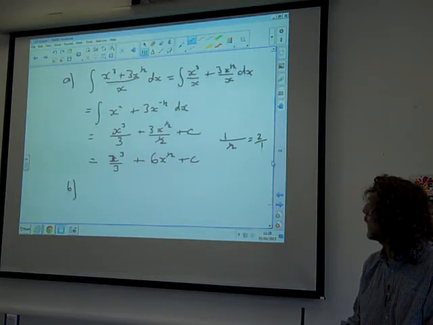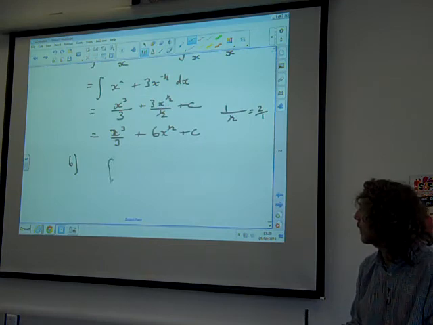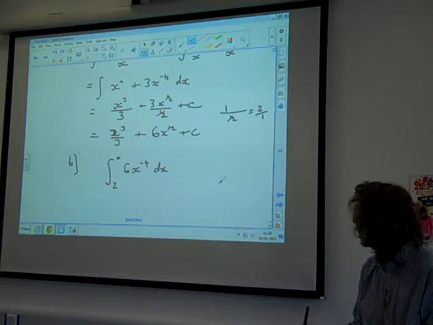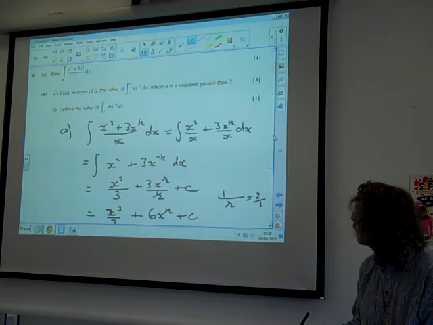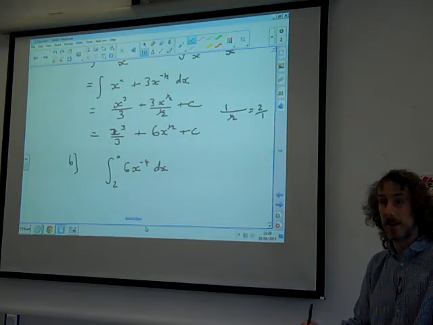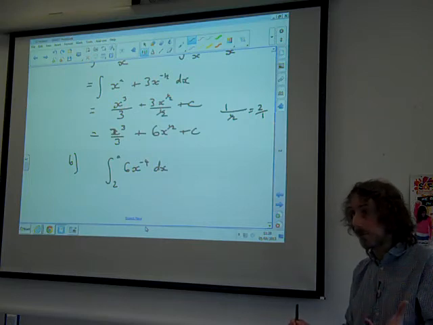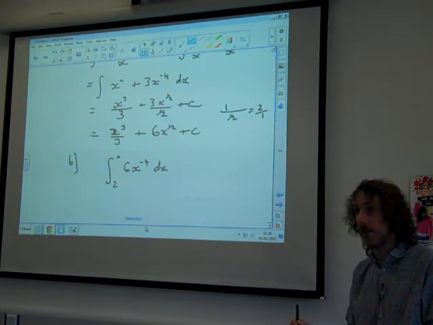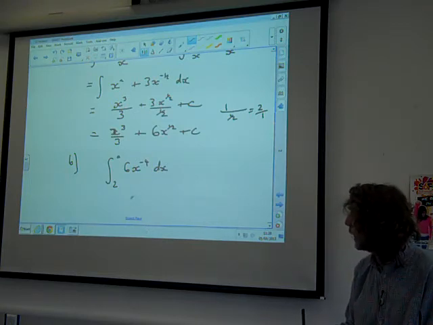So what we're going to get is the integral from 2 to a of 6x to the minus 4 dx. Is that right? Or have I just copied it down? That's right. Okay. And we're going to find this in terms of a. Kindly, they've already written it in the format that we need it to integrate. It's already there straight away.